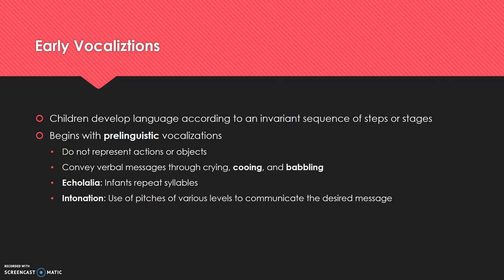And then a couple other things. Echolalia starts to happen in this stage. Echolalia is where the infant will repeat words or sounds over and over again. And then lastly, intonation. The intonation is really interesting. This is when infants begin to use pitches, various levels, to communicate their message. So they're not really saying words, but they're using intonation to express what they mean or what they're feeling.